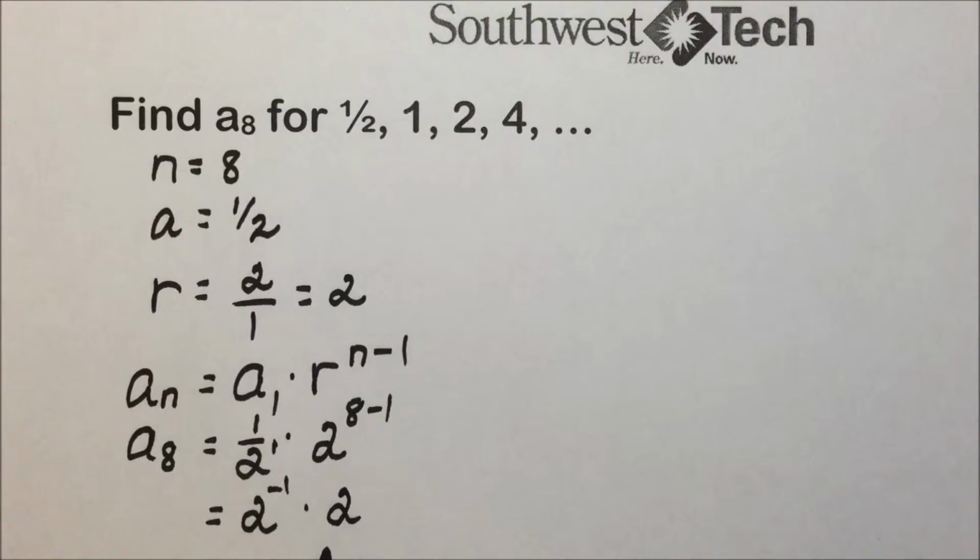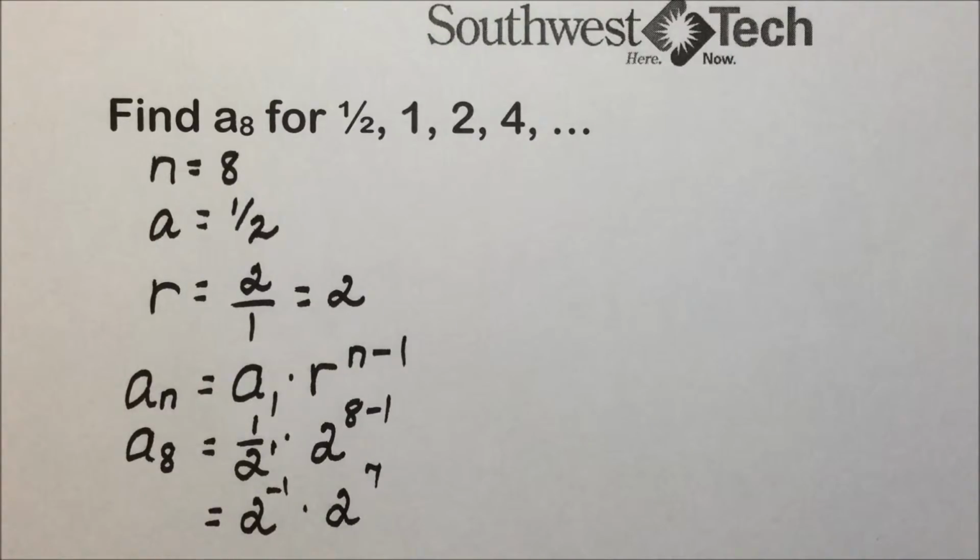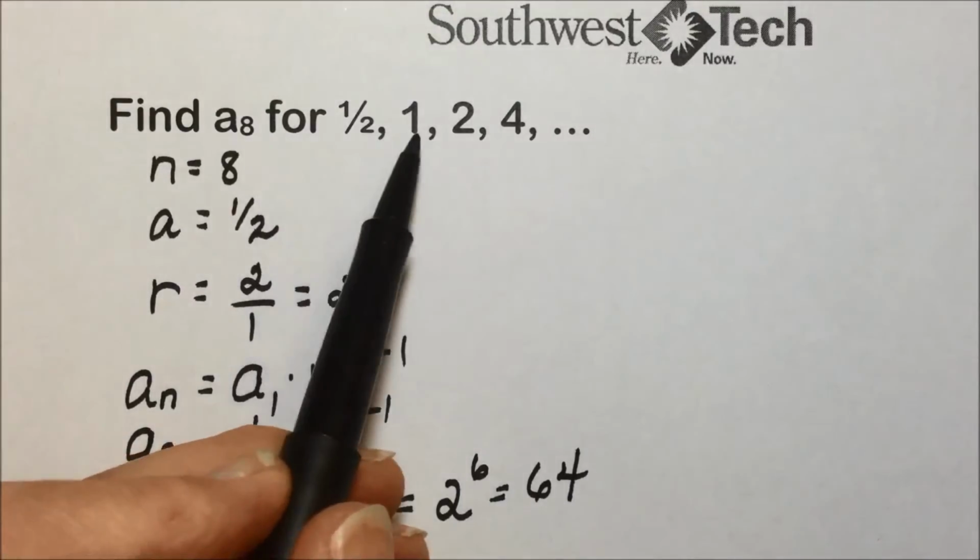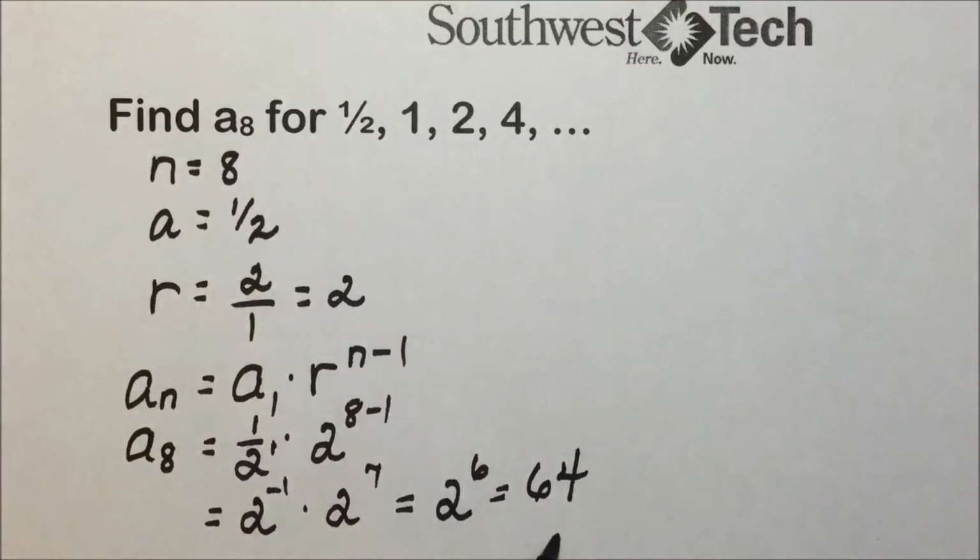Simplifying here, we have 2 to the 8 minus 1 or 7th power. We have common bases. That means we can add the exponents. So negative 1 plus 7 is 6. And if we simplify this, 2 to the 6th power ends up being 64. So the 8th term, and we have just the first 4, the 8th term out would be 64.